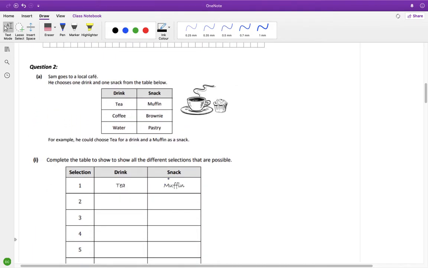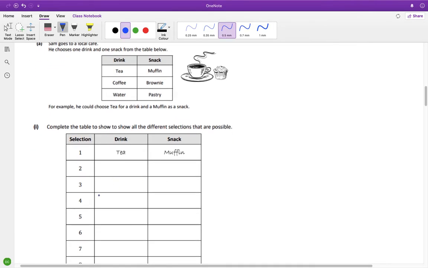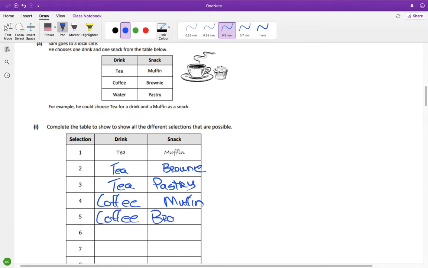Okay, Sam goes to a local cafe. He chooses one drink and one snack from the table. Okay, so what can he choose? He can choose tea and a muffin. He can choose tea and a brownie. He can choose tea and pastry. He can choose coffee and a muffin, coffee and a brownie, coffee and pastry.